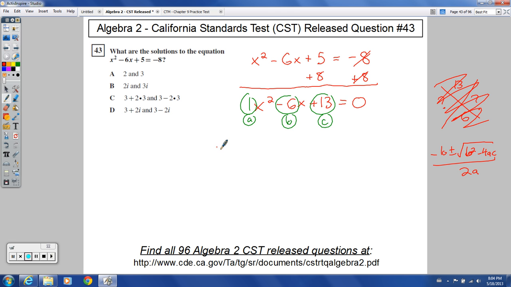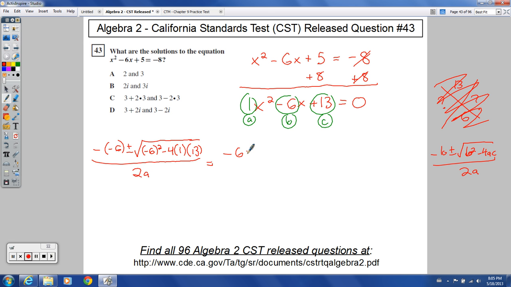But from there, what do we got? Let's plug the values in. We've got negative of negative 6 plus or minus the square root of negative 6 squared minus 4 times a times c, all over 2 times a.